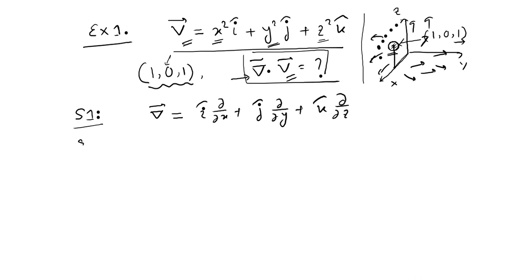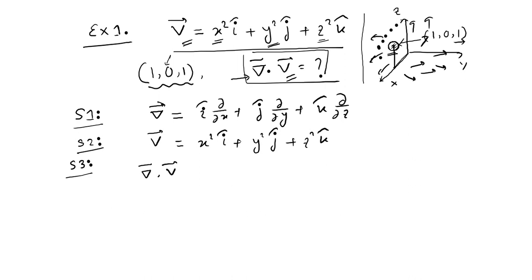Then in step 2, for the first two to three problems, follow these steps. Later on you will be able to solve the problem directly, that means you can follow only the 4th step directly. So in step 2, write down the given expression of the vector field, which is nothing but x square i cap plus y square j cap plus z square k cap. And in step 3, do the dot product, that is the divergence of V, directly here.